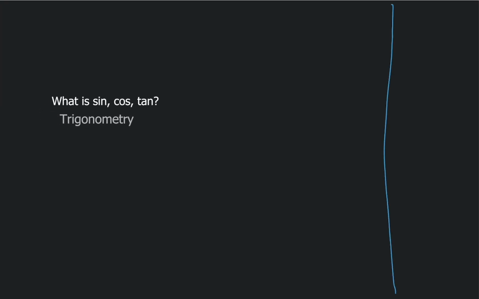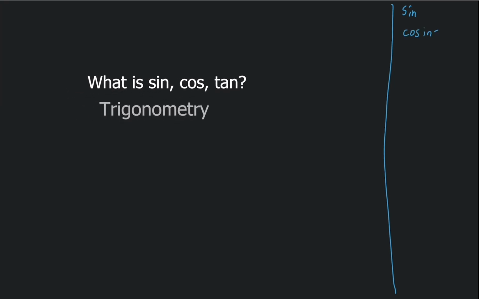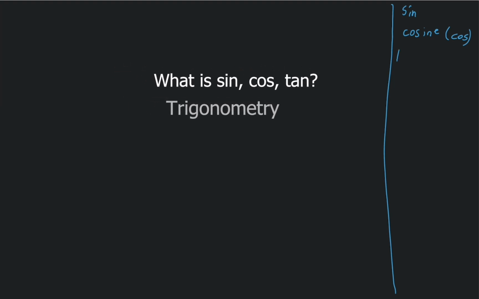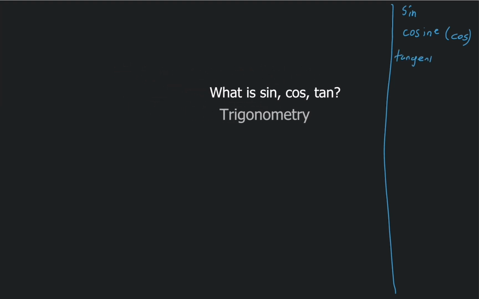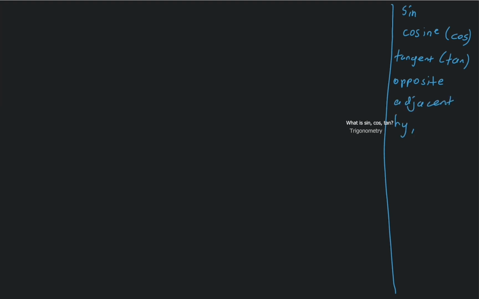And I'll just give you a few words which we are going to be dealing with, okay? We are going to look at sine, cosine, in short it's written as cos. We are going to look at the tangent, it is written as tan in short. We are going to look at opposite, adjacent, hypotenuse. These are sides of a triangle.